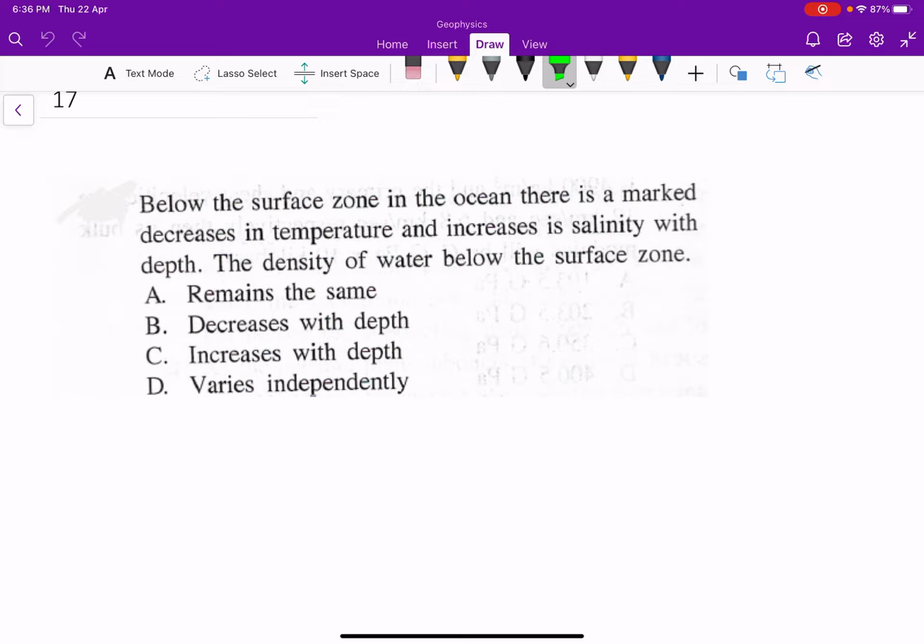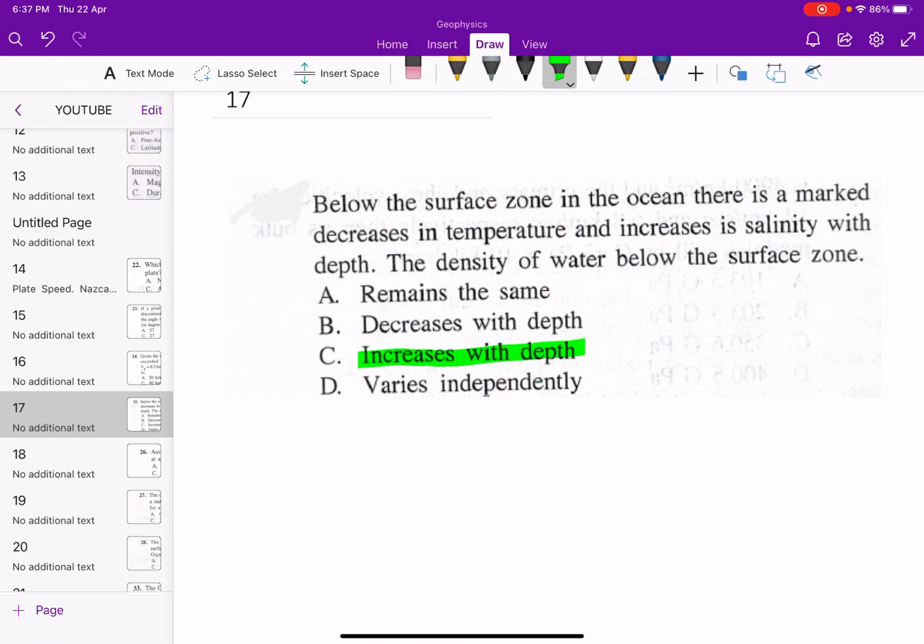Next is, below the surface zone in the ocean, there is a marked decrease in the temperature and increase in the salinity with depth. The density of water below the surface zone. So the density of the water below the surface zone will increase with depth.